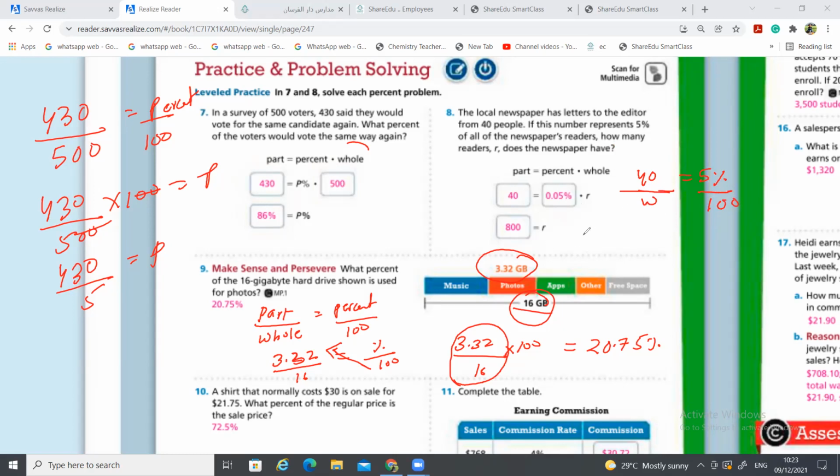How do you do this? Where will you send W and where will you send the rest? You remember I told you this way? 40 times... this 100 will go up. Where does this 100 go? The division becomes multiplication. And this 5 comes down, this W goes up. I will show you on the white screen. We have 6 minutes. One minute, I will show you on the white screen.